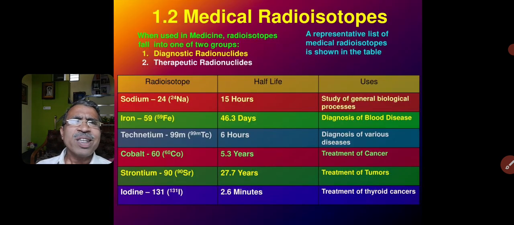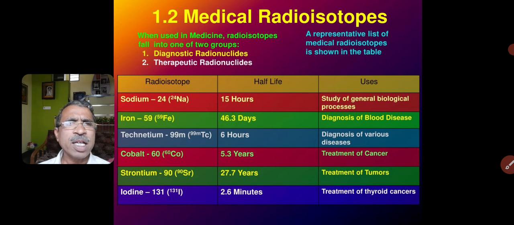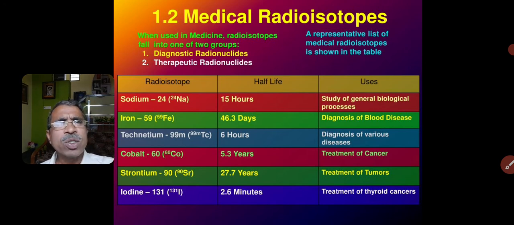Yes, this is one more slide of the medical radioisotopes. The isotopes used in medicines: sodium-24 is used to study general biological processes, iron-59 for diagnosis of blood diseases, technetium-99 for diagnosis of various diseases, cobalt-60 for treatment of cancer, strontium-90 for treatment of tumors, iodine-131 for treatment of thyroid cancer and so on.